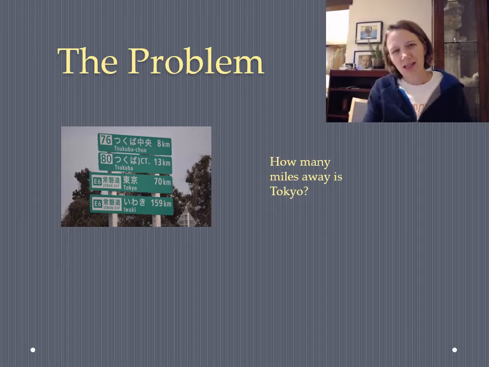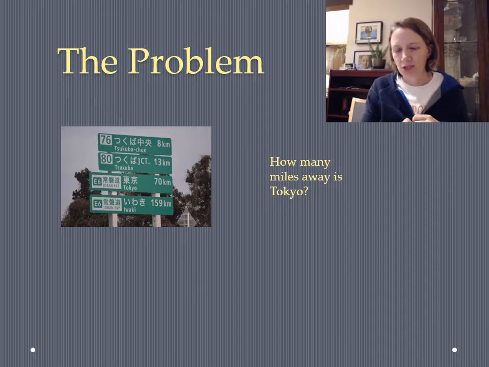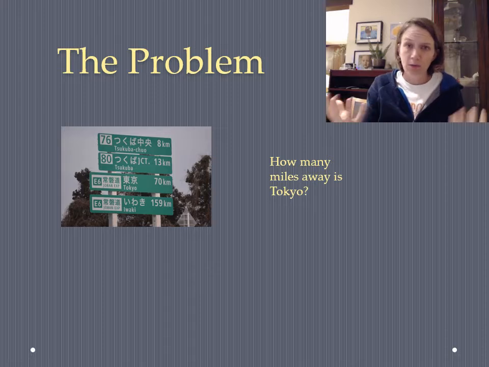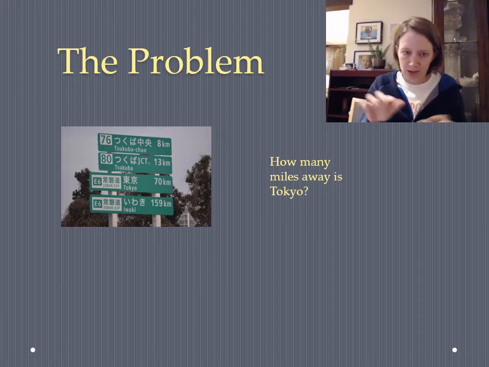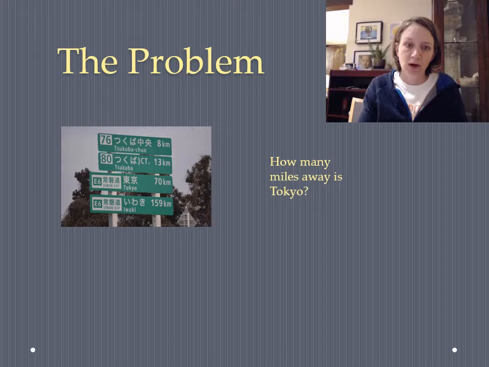I realized that in the real world, you guys would probably use technology to solve this problem. You'd pull out your phone, you'd pull up a map, you'd say, how far away is Tokyo? Or you'd pull up Google and you'd say, Google, how many miles is 70 kilometers? And it would convert that for you right away.